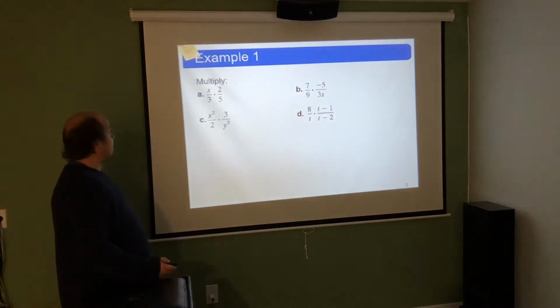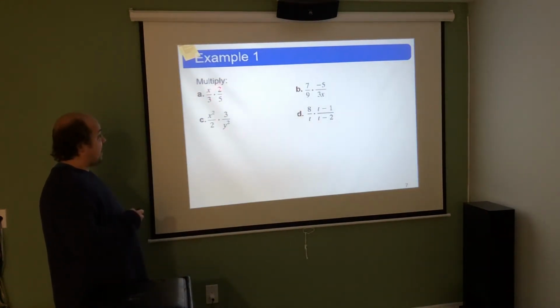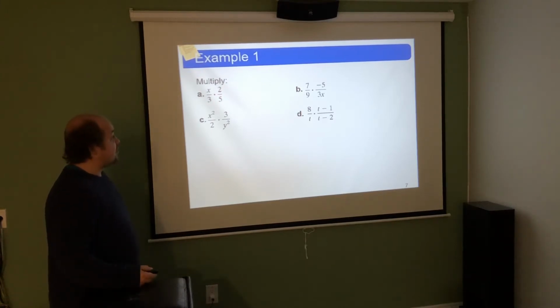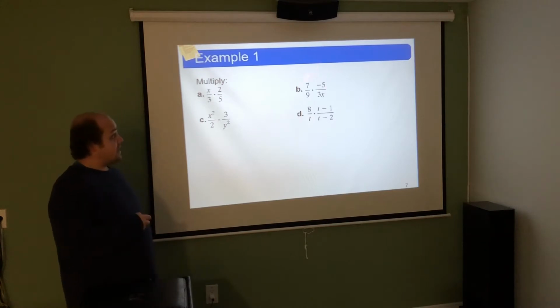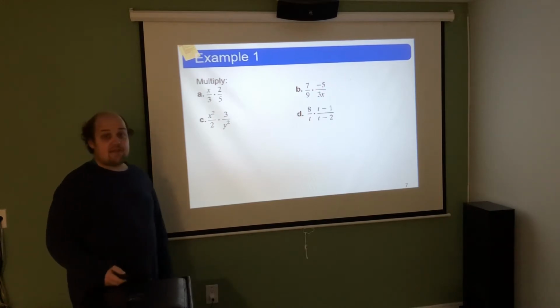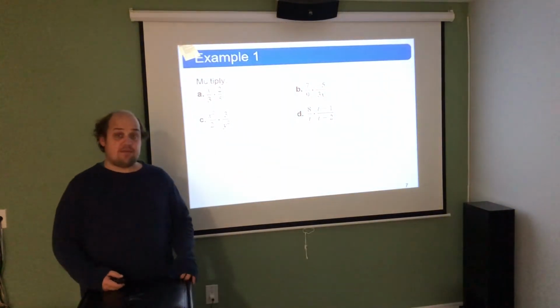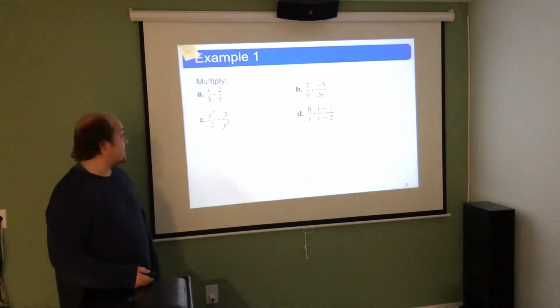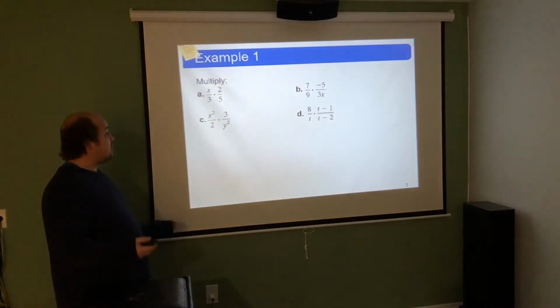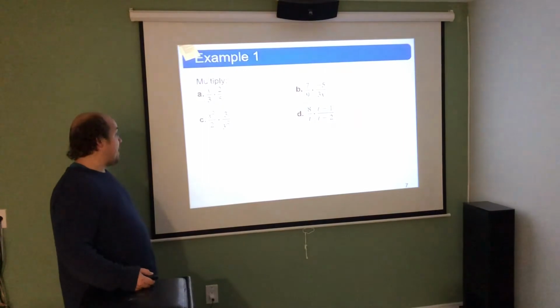So, some examples here. If we multiply x over 3 times 2 over 5, 2 times x gives me 2x, 3 times 5 gives me 15. So this would end up being 2x over 15. For part B, 7 times negative 5 gives me negative 35. 9 times 3x gives me 27x. So I end up with negative 35 over 27x. In both these examples, there was no way to further reduce where I ended up.